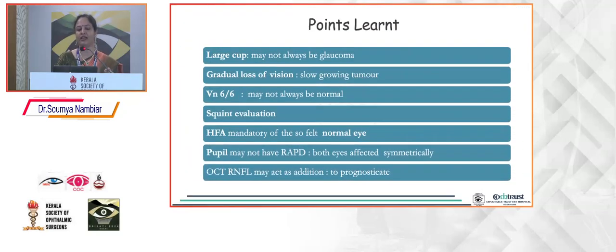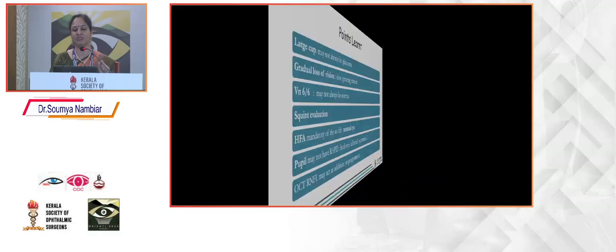So the points that I learned were that a large cup may not always be glaucoma. A gradual loss of vision indicates that it is a slow growing tumor. Vision 6/6 may not always be normal. You have to be careful. Squint evaluation has to be done very carefully. HFA is mandatory for the normal eye as well. And pupil, you may not have RAPD if both eyes are affected symmetrically. And OCT RNFL can help as a prognostic factor.